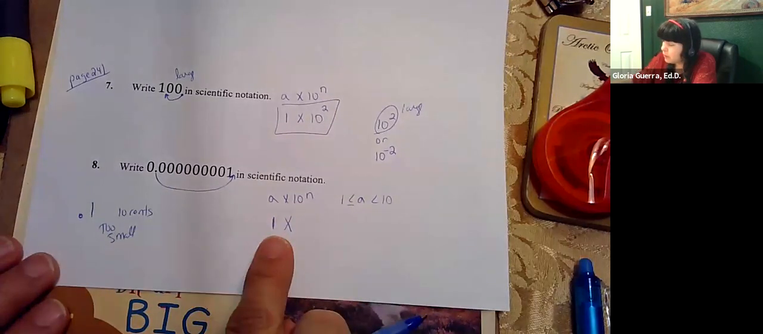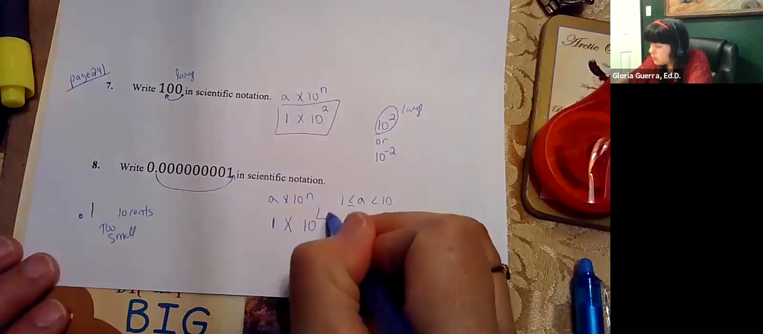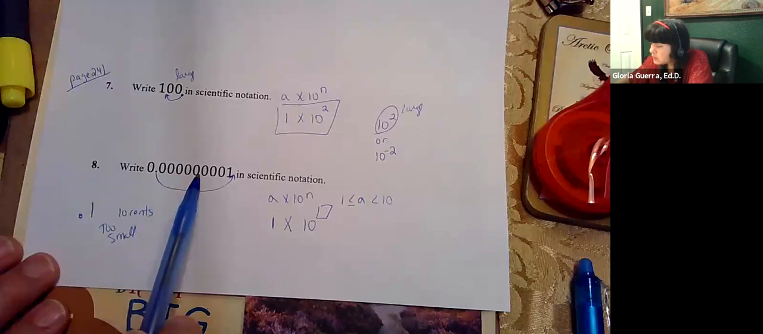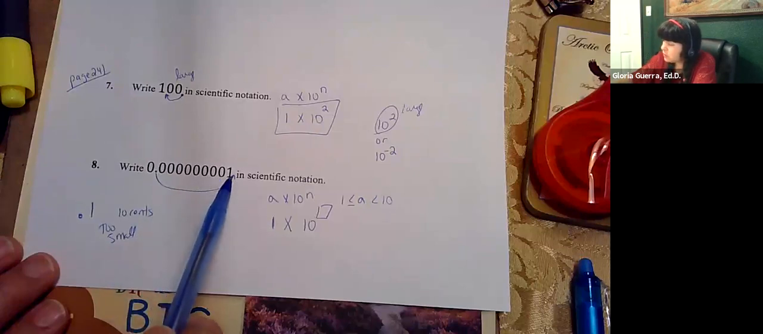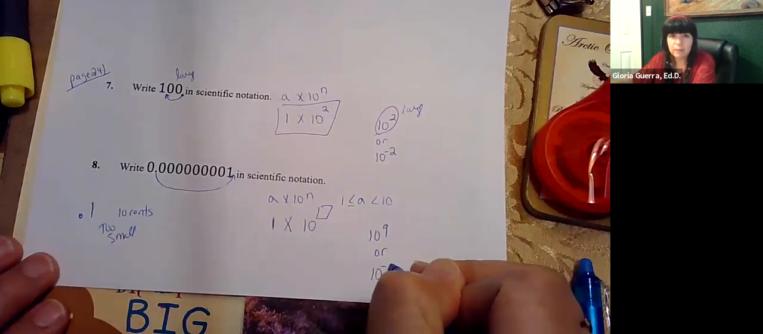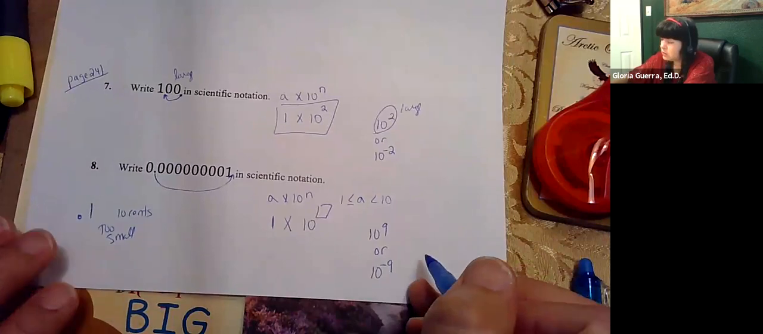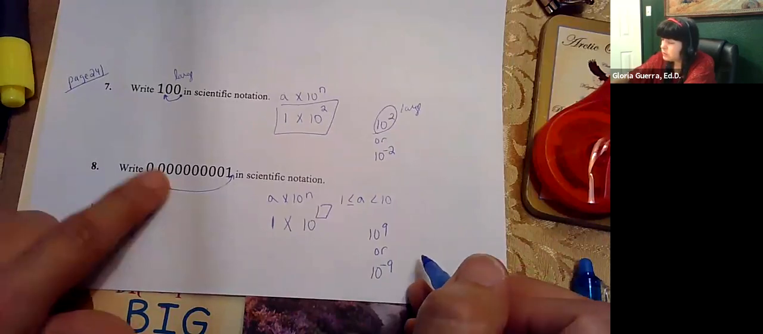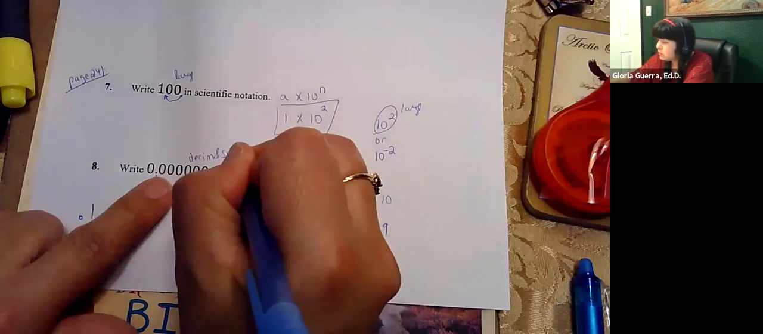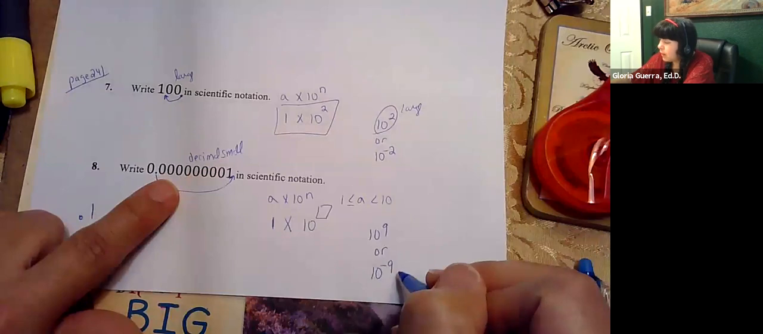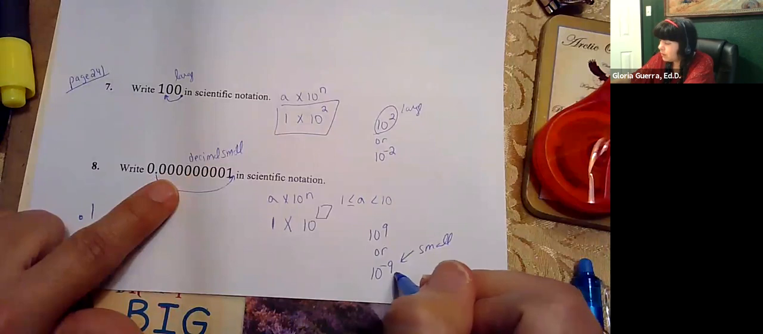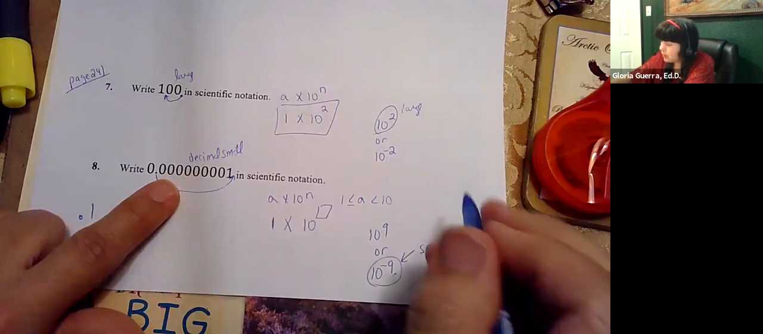And then times 10 to what power? Well, how many times did you have to move it? 1, 2, 3, 4, 5, 6, 7, 8, 9. So you're like, do I go with 10 to the 9 or do I go with 10 to the negative 9? Okay, well, this is considered decimal small. So you want to go with this because this is considered small. How do I know it's small? Because it has a negative exponent. So you want to go with negative 9.